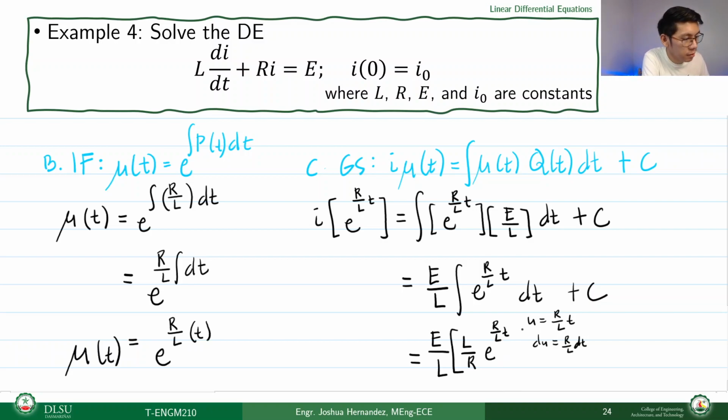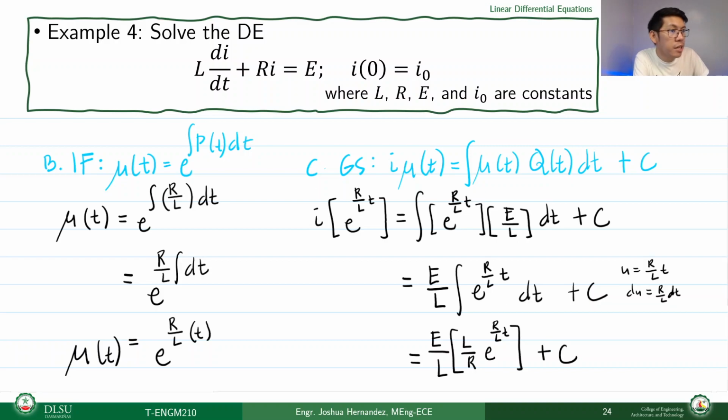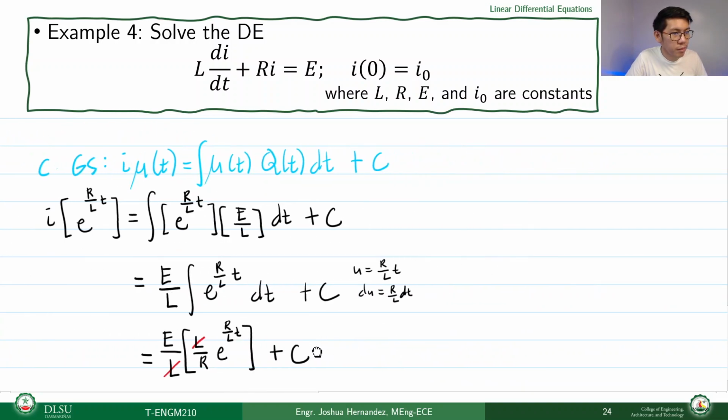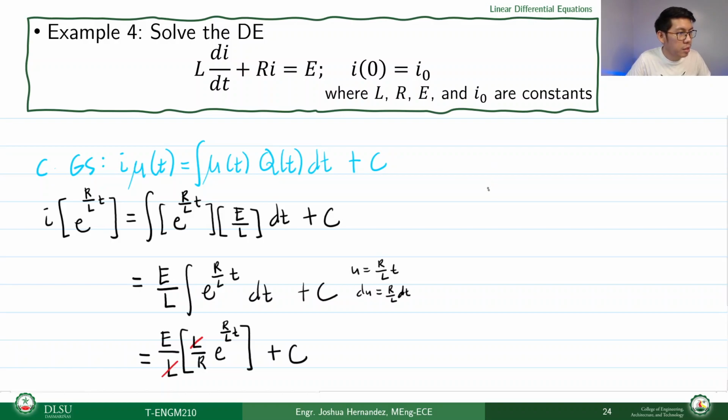So we have an expression here, of course plus C. Now, it can be clearly noticed that L cancels here, and we're going to get E over R, e raised to R over L t.